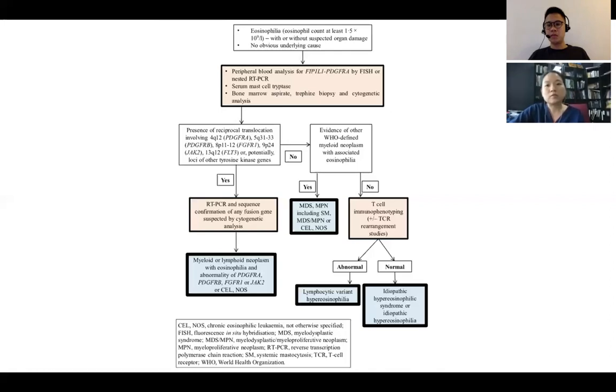The other circumstance where I would do empirical treatment is when the patient has an indication to get some treatment, say, for example, steroids. You know that concomitant infections can also occur. So I would also give empirical antiparasitic treatment in those circumstances, because I know if I give steroids, the parasitic infection can flare. So in those circumstances, we also will give empirical treatment.